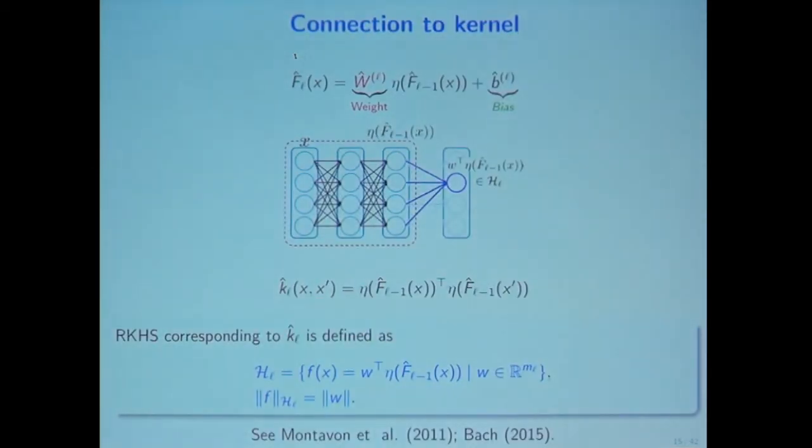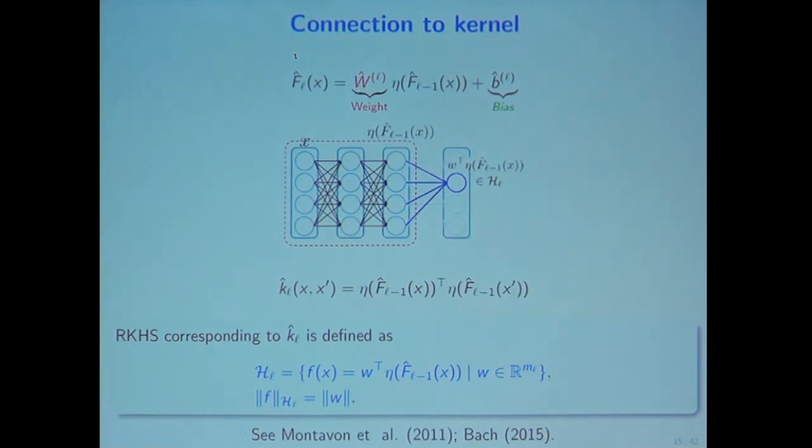Okay, so now I want to tell you something about the connection to the kernel. The degree of freedom has a good connection to the kernel function. We can see that deep learning is a way to construct a kernel function in a layer-wise manner, because in each layer we can define a kernel function.